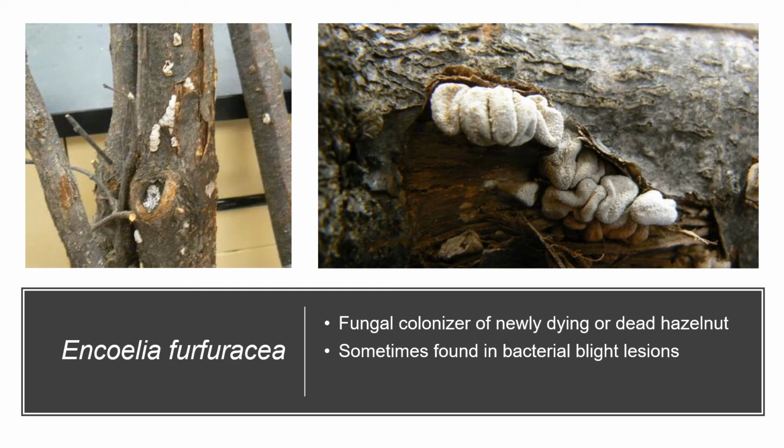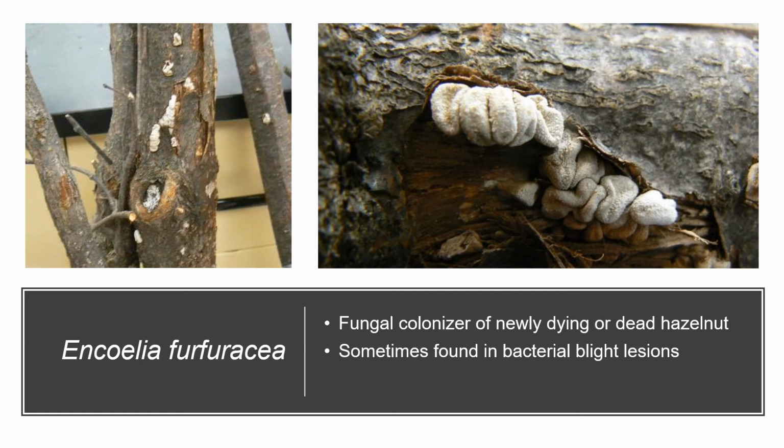In this particular slide, I am showing you the decay fungus Encoelia furfuracea, and it's also called the spring hazelcup because it is actually a known colonizer of dying or freshly dead hazelnut. And in Ontario, where we found it so far is very commonly near bacterial blight lesions. The spore-bearing structures of this fungus will emerge through the bark as these rough cups that are vaguely brain-like in appearance. They're initially brown, but they become white as they age.